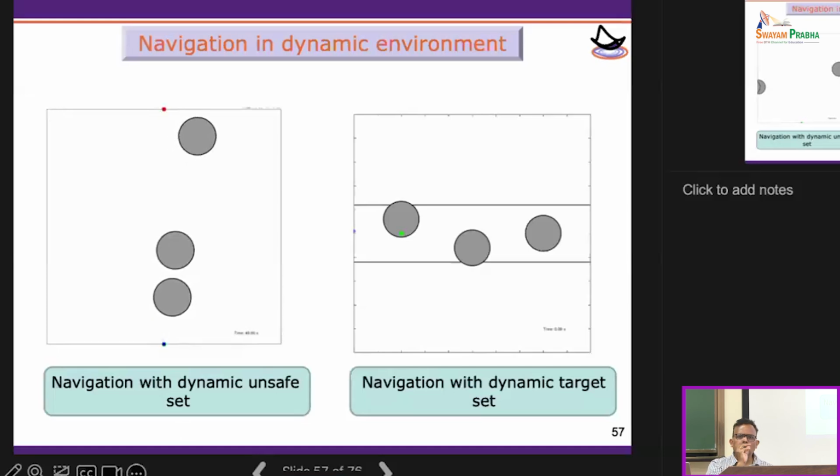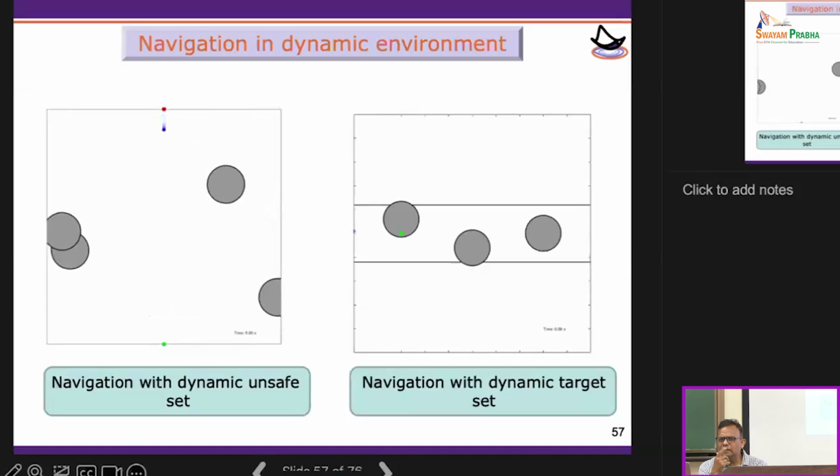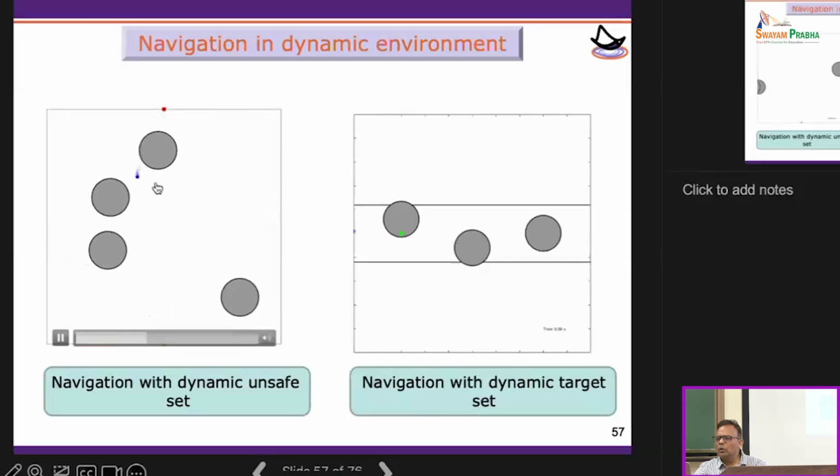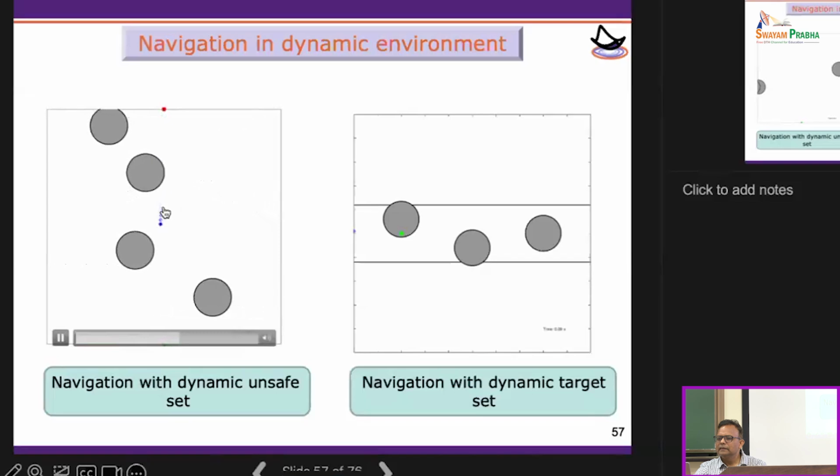are actually moving. They are not stationary anymore, right? You want to go from the top to the bottom, whereas the unsafe sets, the gray circles, are not stationary anymore. They're moving around. So you see, as it gets close, it gets repelled, right?